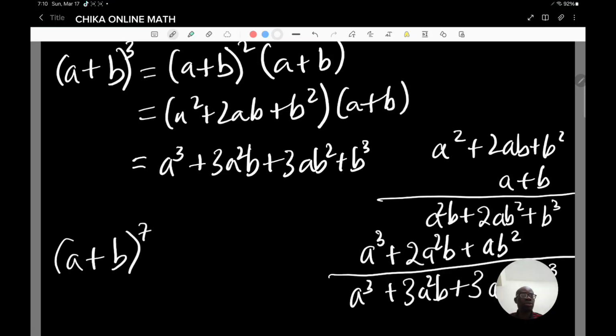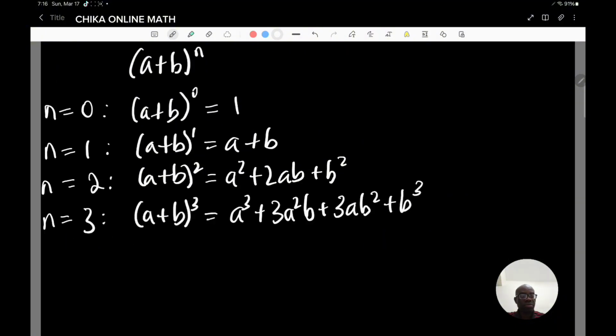So let's write down the results we have gotten so far. Now observe something. For n equal to 0, we have one term. For n equal to 1, the expansion gives us two terms, a and b. For n equal to 2, the expansion gives us three terms: a squared, 2ab, and b squared. For n equal to 3, the expansion gives us how many terms? The expansion gives us 4 terms: a cubed, 3a squared b, 3ab squared, and b cubed.